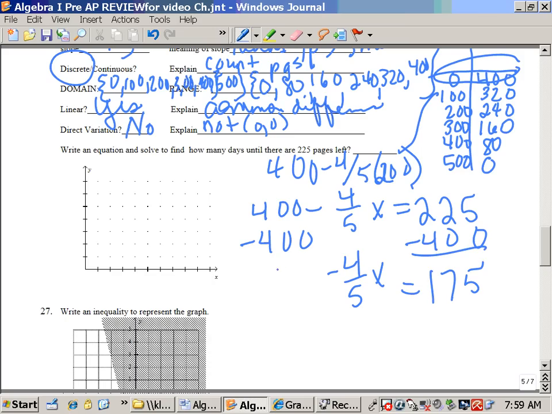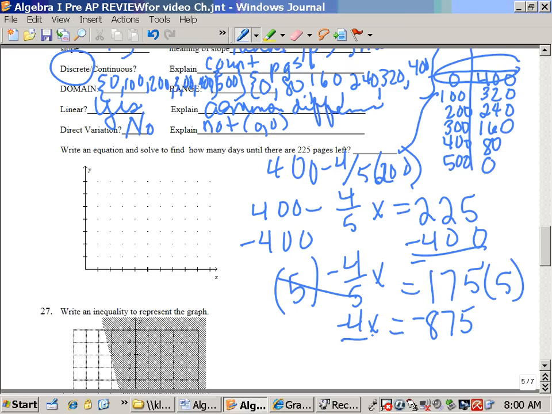And then now what do I need to do to start solving? Times by 5. Oh, yep. Thank you. And so then that gives me negative 4x equals negative 875. 175 times 5. Divide by negative 4 on each side. And x is 218.75 minutes. Okay, so how many minutes is that? Can I go down to 218 or do I have to go up to 219? 219 minutes.